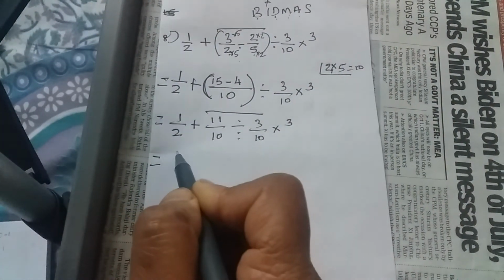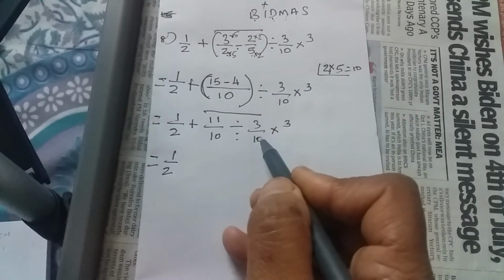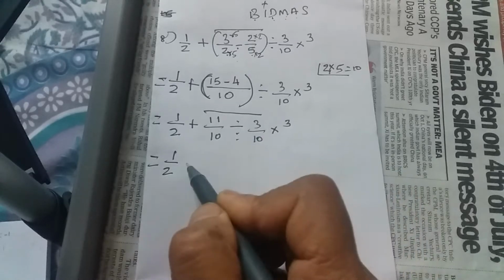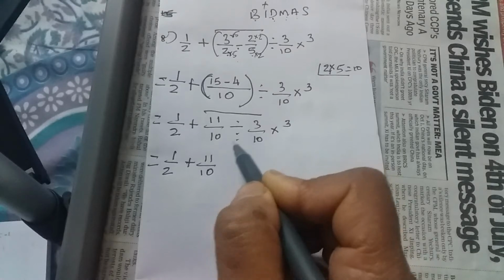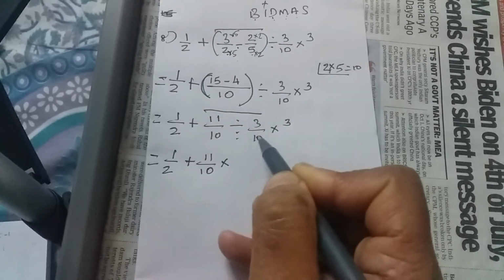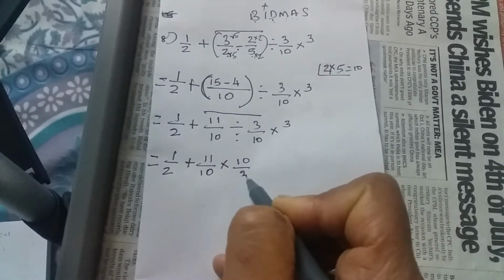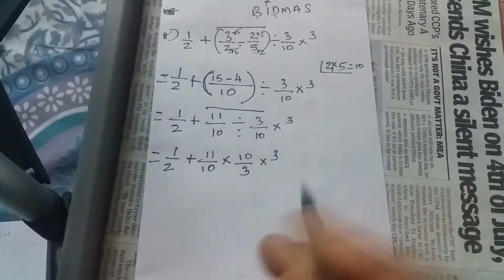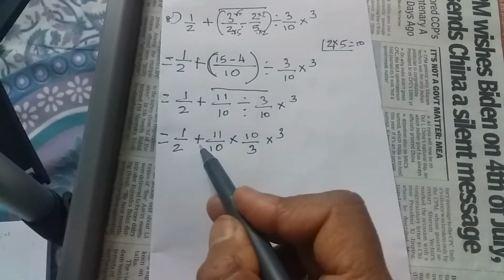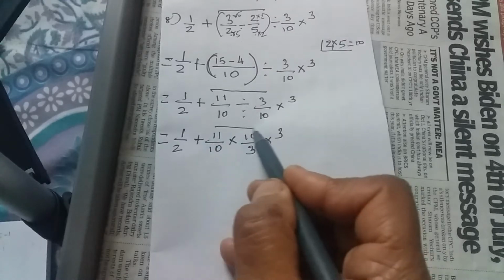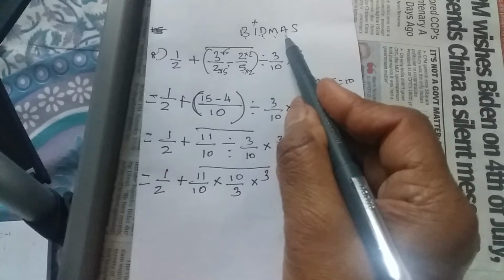So what to do? Write the rest of the numbers as it is, 1/2 as it is. And how to divide? What is the rule of division? We have seen in the previous sums. Write the first fraction, rational number, as it is. Change division into multiplication. Write the reciprocal of the second number. 3 by 10 becomes 10 by 3 into 3. Now, these three numbers have become multiplication. Now, we have multiplication and addition. Which one will you do first? Multiplication first. According to the rule, multiplication and then only addition.